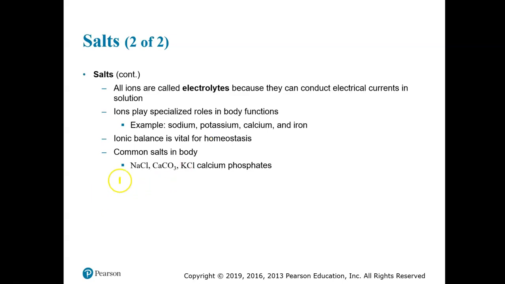So here are some examples of salts in the body. Besides sodium chloride, which is table salt, we also have calcium carbonate, potassium chloride, different calcium phosphates. So this is always a cation combined with an anion. And the ions that form when these salts dissolve in water are called electrolytes.